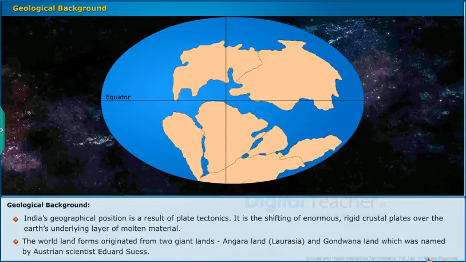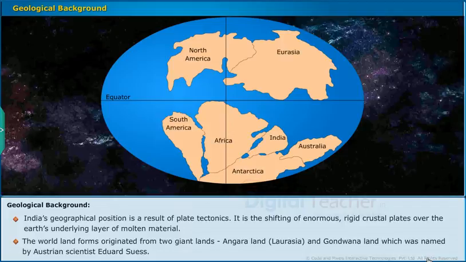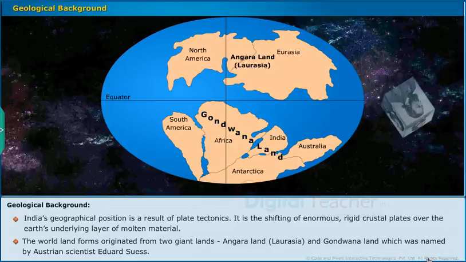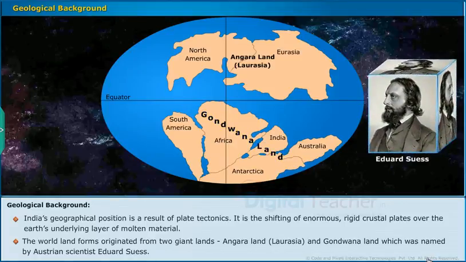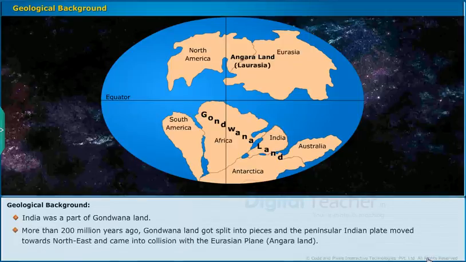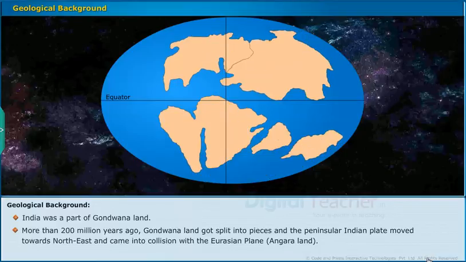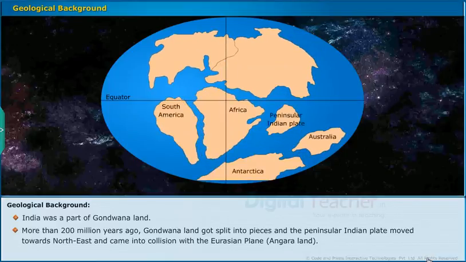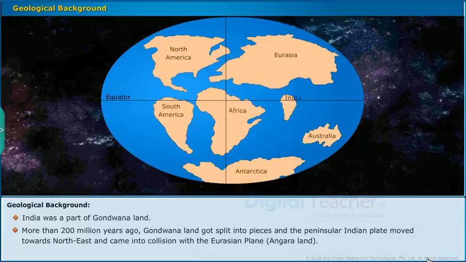The world landforms originated from two giant lands, Angara land, Laurasia, and Gondwana land, which was named by Austrian scientist Eduard Suess. India was a part of Gondwana land. More than 200 million years ago, Gondwana land got split into pieces and the peninsular Indian plate moved towards northeast and came into collision with the Eurasian plate, Angara land.